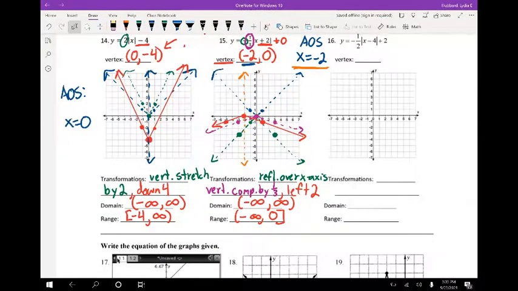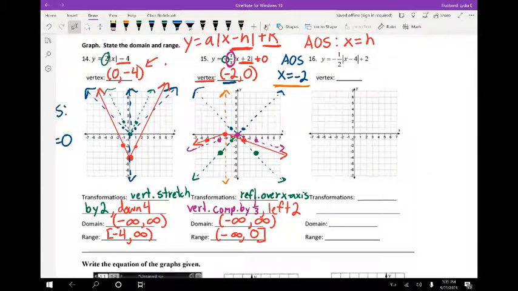Okay, number 16. So again, we're going to go left to right, and we'll start by identifying our vertex. So again, vertex is HK. So opposite of what's on the inside, which is 4, same as what's on the outside, which is 2. And we'll double check that one later after we've done all our transformations. We'll start with the parent function, as always, and we'll move left to right.